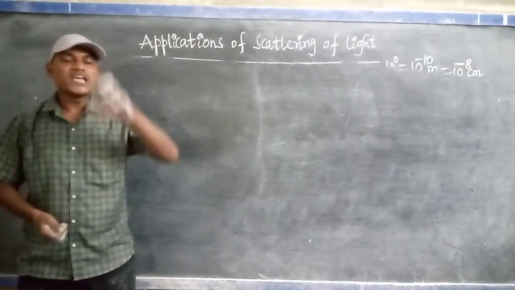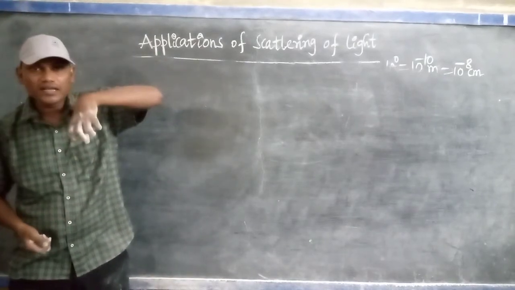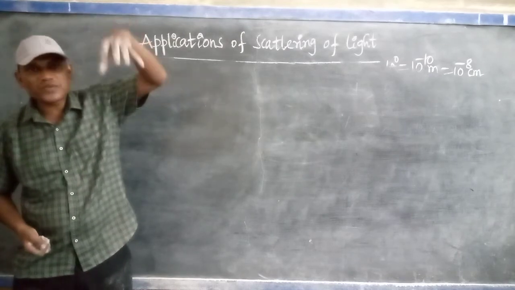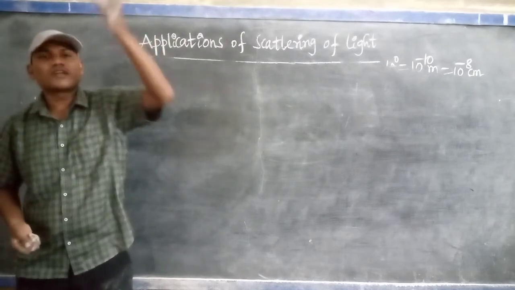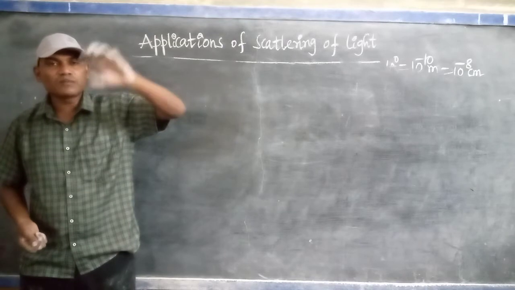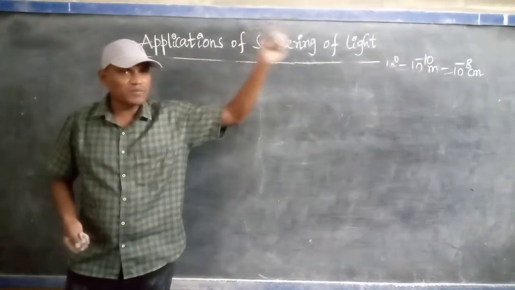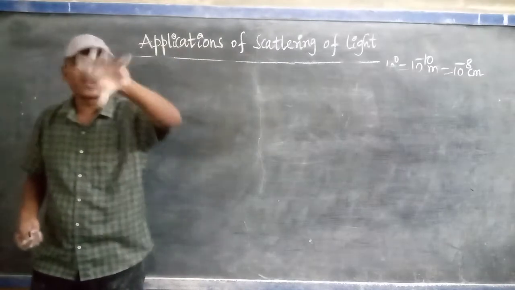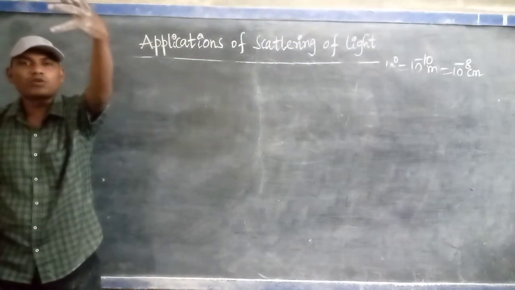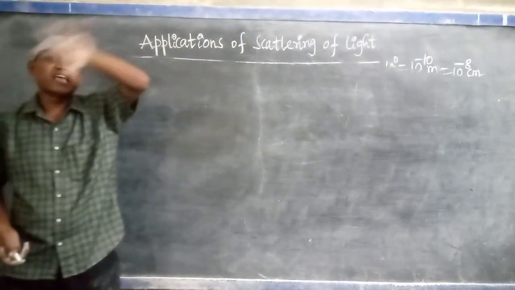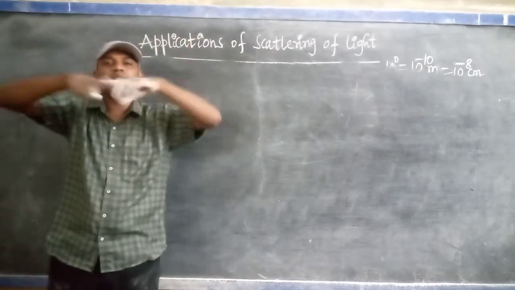Why does the sky appear blue in color? Because our Earth's atmosphere contains nitrogen and oxygen molecules. These molecules are comparable in size to the wavelength of blue color. That's why, when the light coming from the sun passes through them, it is scattered more, only the blue light more than the others. That's why the sky appears blue in color.